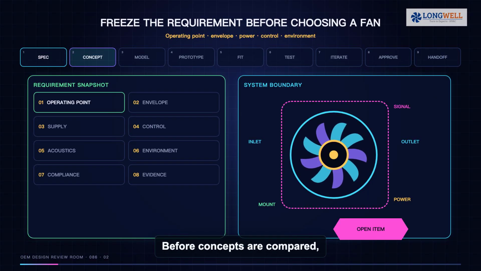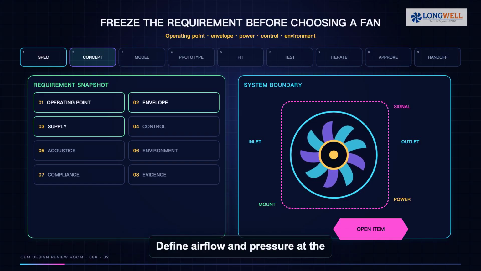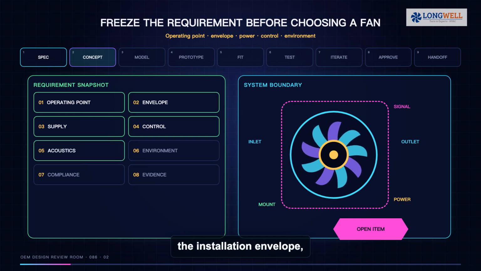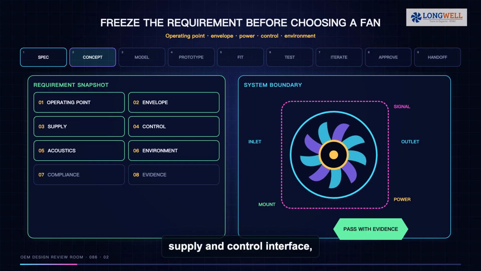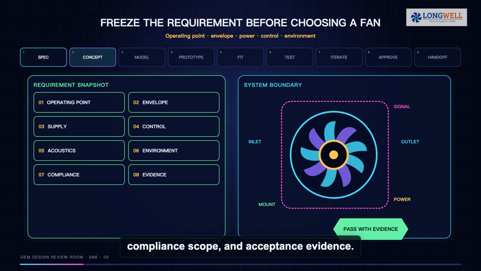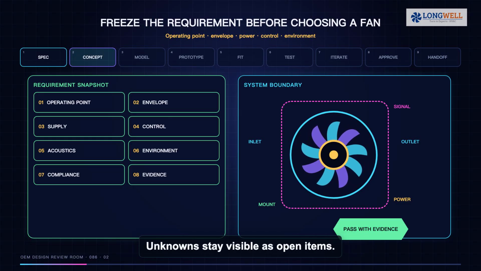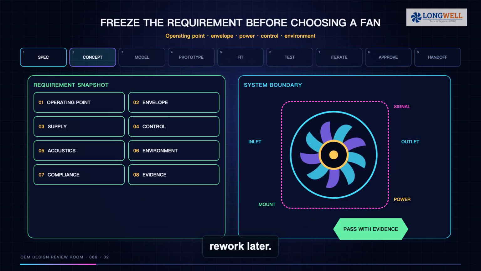Before concepts are compared, the team needs one controlled requirement snapshot. Define airflow and pressure at the relevant air condition, the installation envelope, inlet and outlet restrictions, supply and control interface, acoustic target if applicable, temperature and contamination exposure, compliance scope, and acceptance evidence. Unknowns stay visible as open items. Quietly assuming them creates expensive rework later.